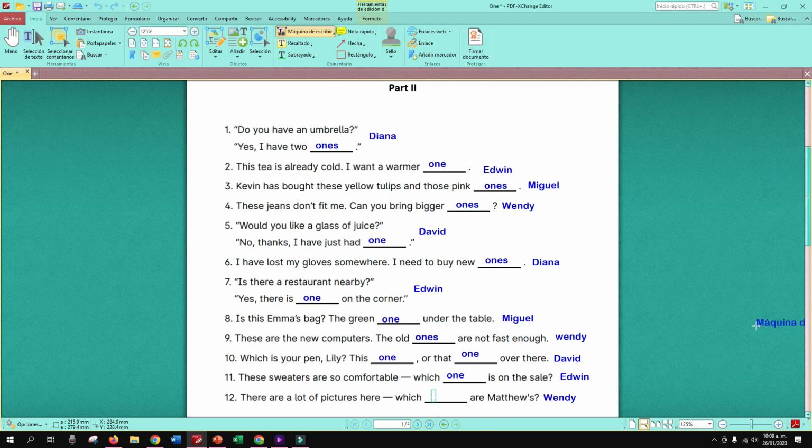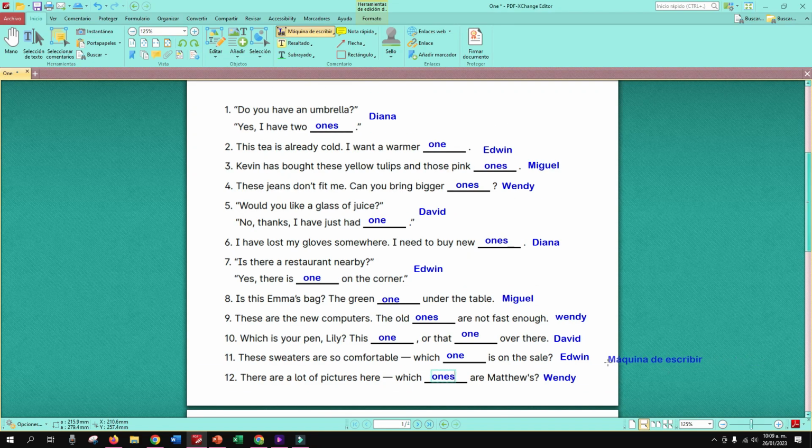Okay. There are a lot of pictures here. Which ones are Matthew's, right? You're talking about pictures. Excellent. So there are a lot of pictures here. Which ones are Matthew's, right? Perfect.